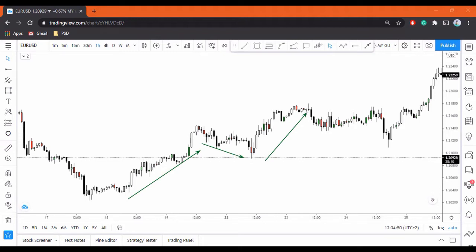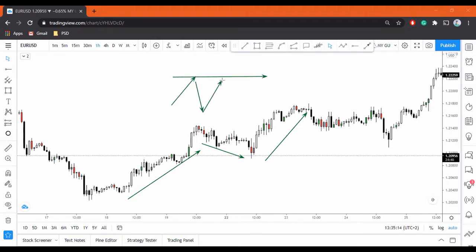So when you count five impulses, so it's 1, 2, 3, 4, 5, with 2 and 4 being corrections, 1, 3, and 5 being impulses, the trend will change from there most times. So if it doesn't change from there, let's say this is the high, it will go like A, B, C. And then after the A, B, C, maybe the trend will continue again.